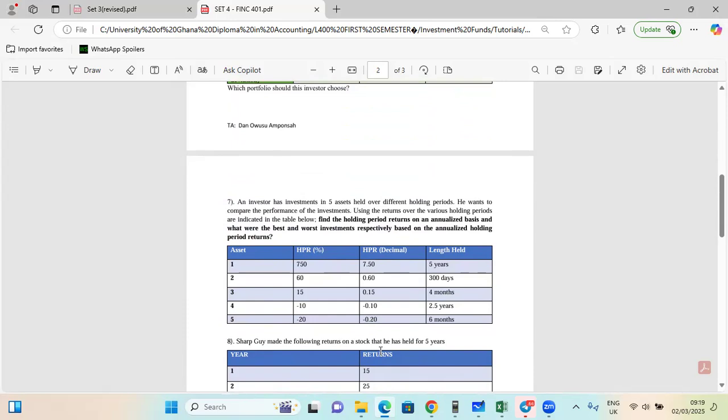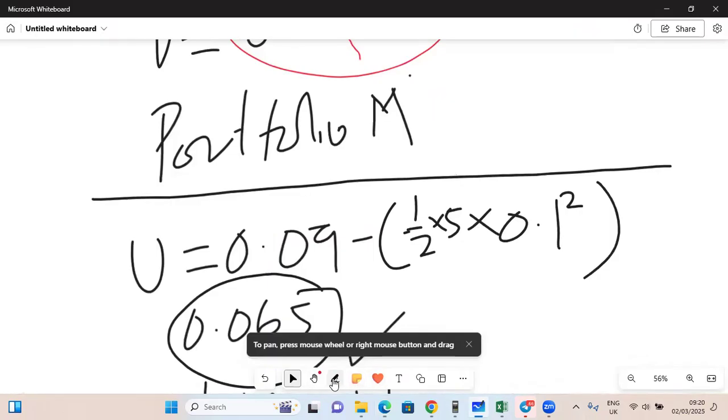Question 7. An investor has investments in 5 assets held over different holding periods. He wants to compare the performance of the investments using the returns over the various holding periods, indicated in the table below. Find the holding period returns on an annualized basis, and what are the best and worst investments respectively based on the annualized holding period returns? So these are all in different years. If we want to convert it, we normally go by this formula.